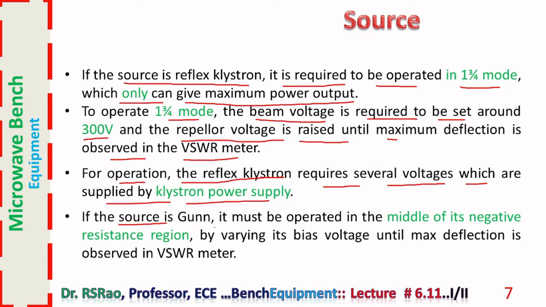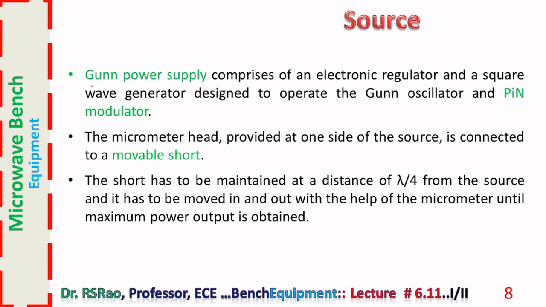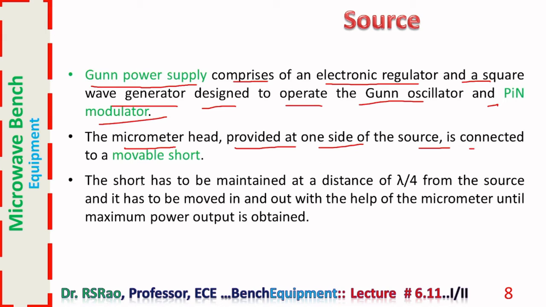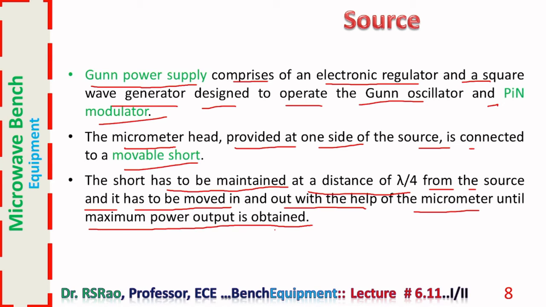If the source is a Gunn oscillator, it must be operated in the middle of its negative resistance region by varying its bias voltage until maximum deflection is observed in the VSWR meter. Gunn power supply comprises an electronic regulator and a square wave generator designed to operate the Gunn oscillator and pin modulator. The micrometer head provided at one side of the source is connected to a movable short. The short has to be maintained at a distance of λ/4 from the source and it has to be moved in and out with the help of the micrometer until maximum power output is obtained.